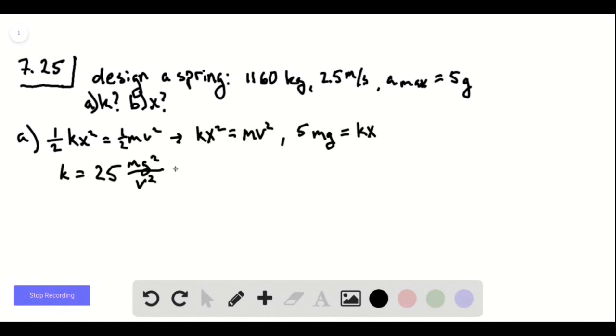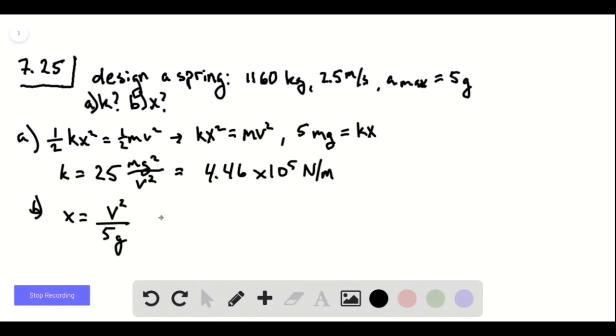So our spring constant will be 4.46 times 10 to the fifth newtons per meter. And then from solving this we would also have found that x is equal to v squared over 5g, and this is 0.128 meters.